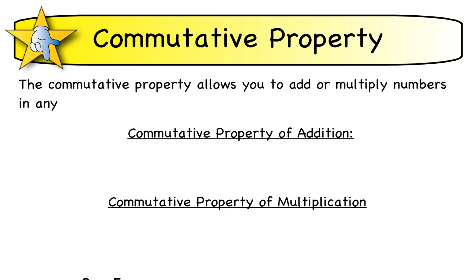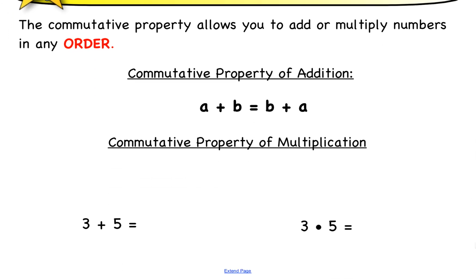Let's talk about the commutative property. The commutative property allows you to add or multiply numbers in any order. Okay? So when we're dealing with the commutative property, we're dealing with mixing up the order. The order doesn't matter. So the commutative property of addition says that if you add two numbers, a plus b, it's the same as adding them in the opposite order, b plus a. And you already know that to be true. You've worked with that a lot.